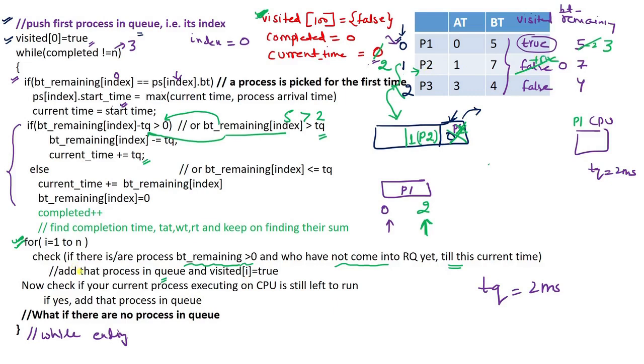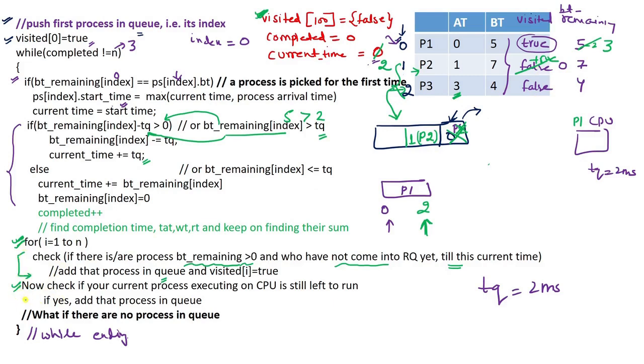Now after doing this, we again check: is there any other process till 2 o'clock? The next process P3 arrives at 3, so this condition will be false because till 2 o'clock this process has not arrived. So again we will be checking all the other processes. All the processes till 2 o'clock will be put inside this queue, and in the visited array we will mark them as true. Now after this we come here, so this is the for loop that has been completed.